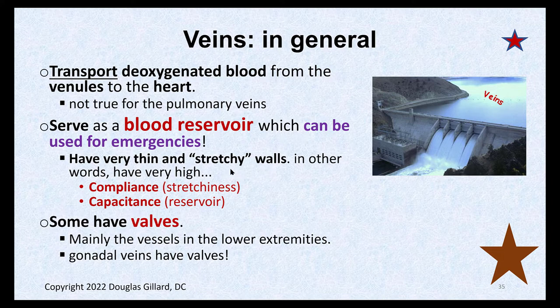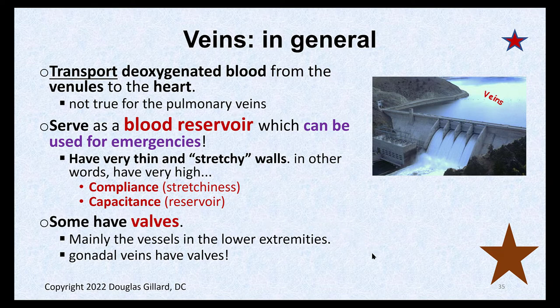Stretchy, of course, is not really a good term for it. Stretchiness is compliance. And they have the ability to hold great volumes of blood. That's called capacitance. So veins have high capacitance and high compliance. And some have valves, especially in the lower extremities.